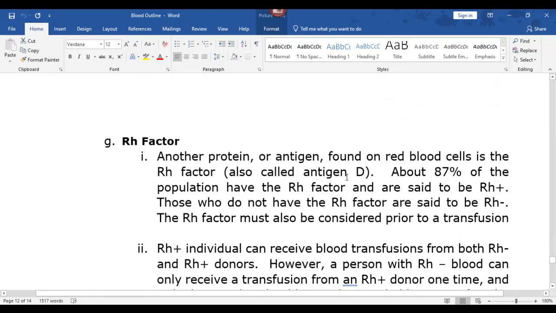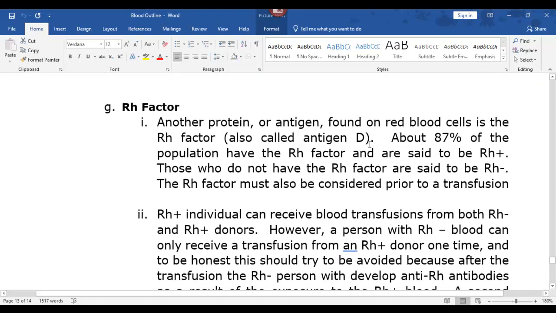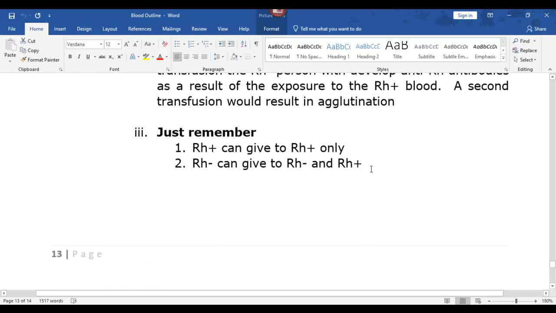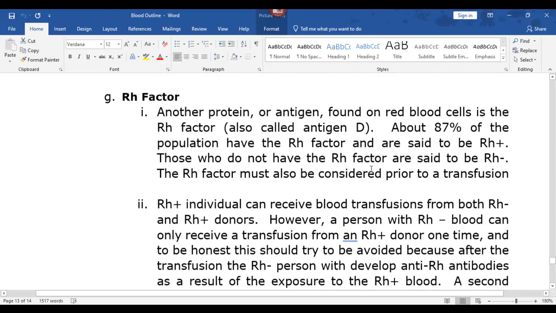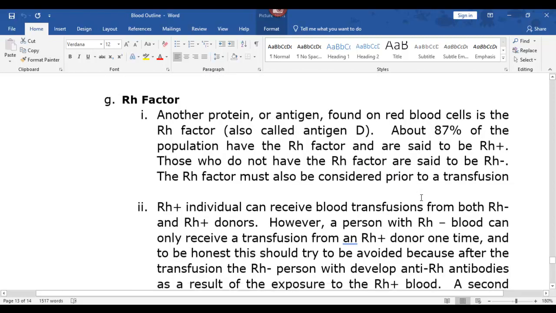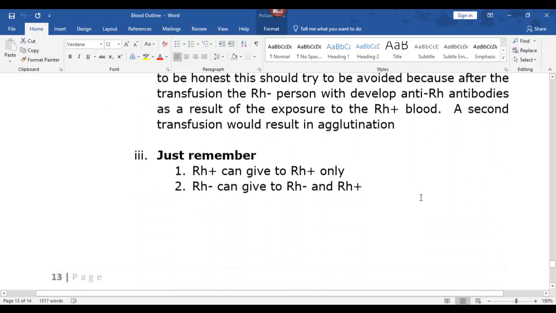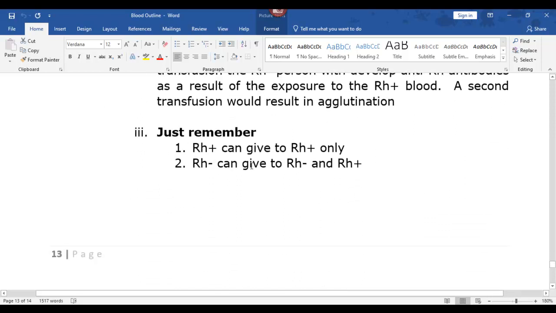And we did this in lab. Now the Rh factor has to do with the antigen D. That's what makes you plus or minus. If you do not have the antigen D, you are negative. And the terms are you are Rh negative, Rh positive. And like it says here, 87% of the population is Rh positive. So you have to remember when you're doing blood transfusion, positive can give to positive only. Negative can give to both groups.